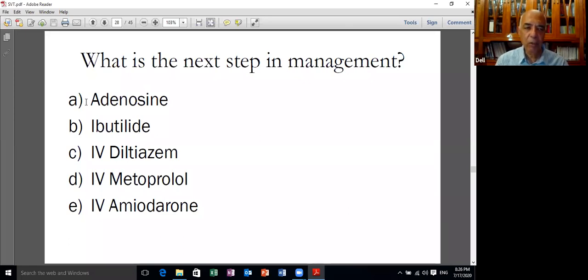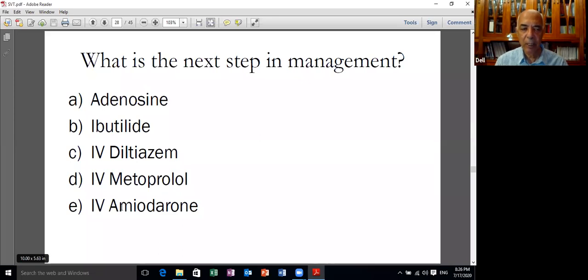Adenosine is absolutely contraindicated because it blocks the AV node and has no effect on the accessory pathway. It enhances the conduction through the accessory pathway, so the rate of ventricular activation will increase. The same applies to diltiazem and metoprolol. Amiodarone will shorten the refractory period of the accessory pathway, so it's absolutely contraindicated.